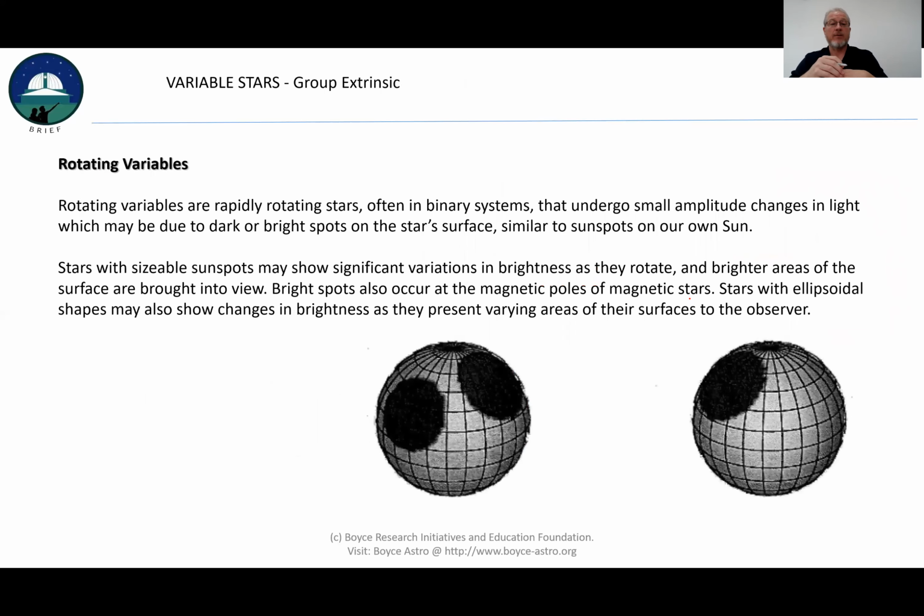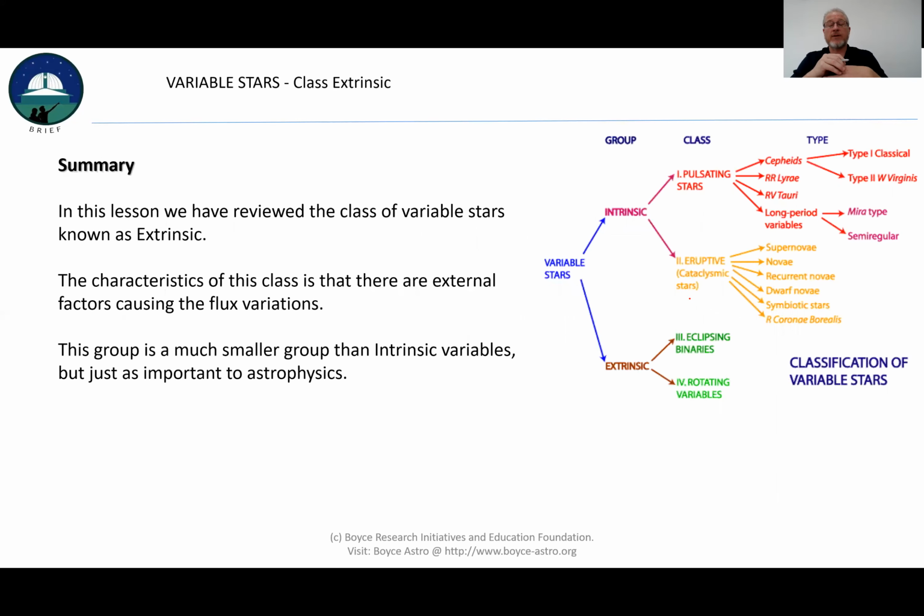Another one, rotating variables. These are rapidly rotating stars, often in binary systems, that undergo small amplitude changes, which may be due to spots on the star surface or sunspots like we have in our own. Stars with sizable sunspots may show significant variation in brightness as they rotate, as the brighter areas of the surface are brought into view and thus removed. These bright spots also occur at the magnetic poles of magnetic type stars. Stars with ellipsoidal shapes can show these changes in brightness in the varying surfaces.